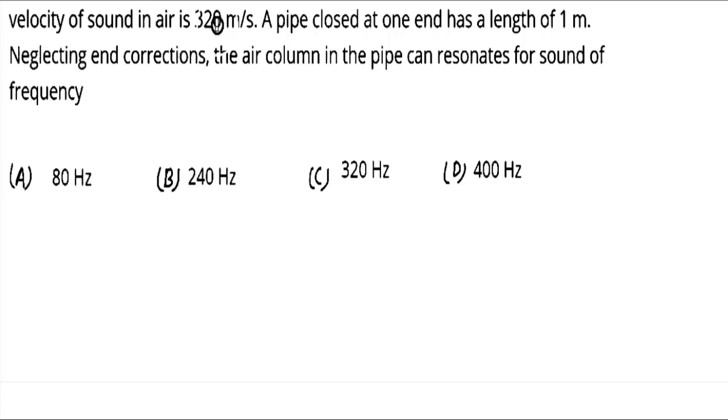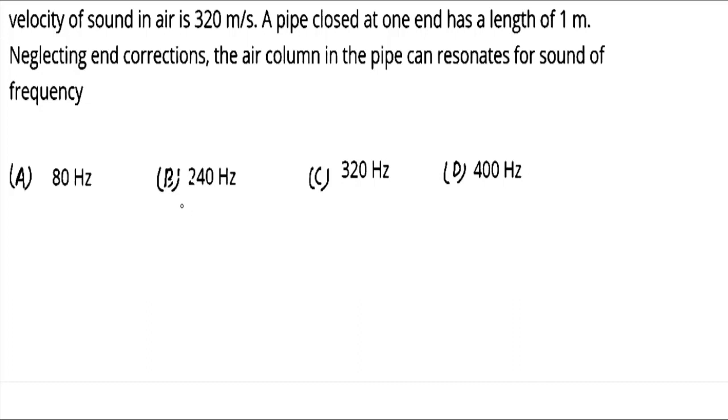Hello friends, the question is given here. Velocity of sound in air is 320 meter per second. A pipe closed at one end has length 1 meter. Neglecting the cross section, the air column in the pipe can resonate for the sound frequency. Four options are given: 80 Hz, 240 Hz, 320 Hz and 400 Hz.